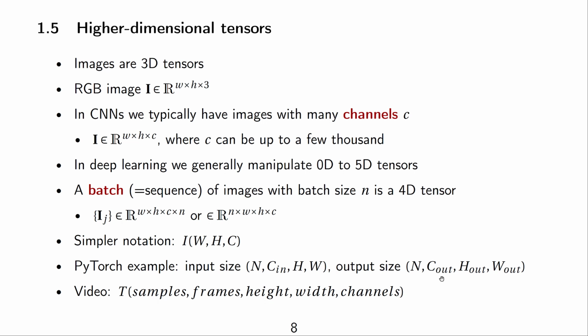So how do we get to 5D tensors? Well, if we're processing video, then we not only have single images, but each element will be a sequence of images. So we will have samples. This is the index of the video in the sequence of videos. Then for each video, we will have multiple frames, where each frame is one image. And then for each image, we will have height, width, and the channels.